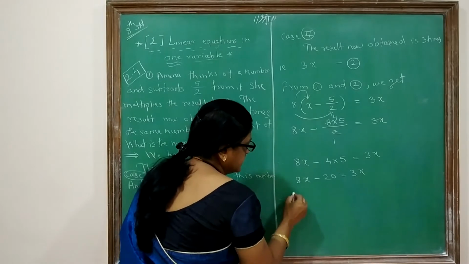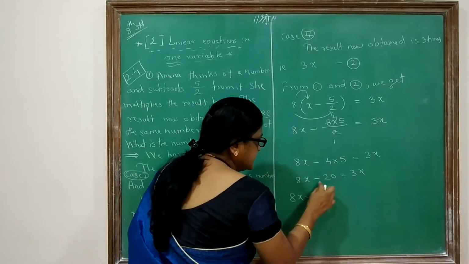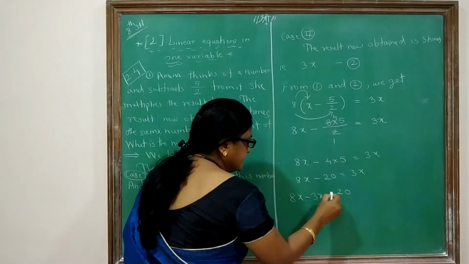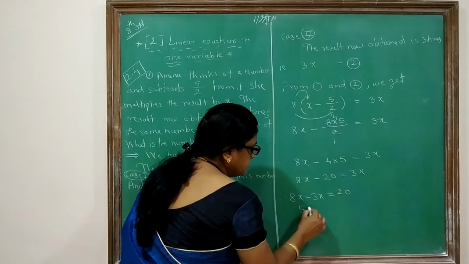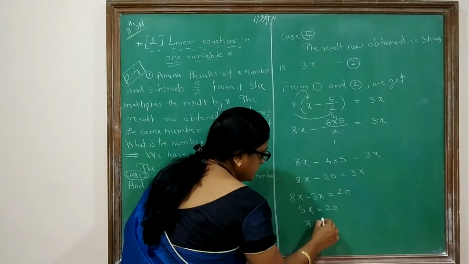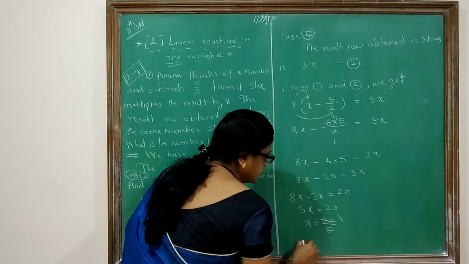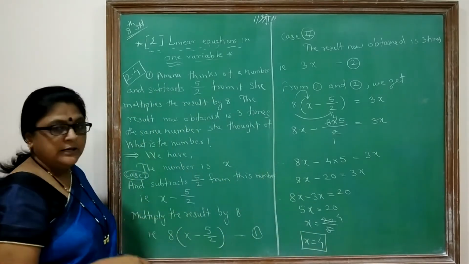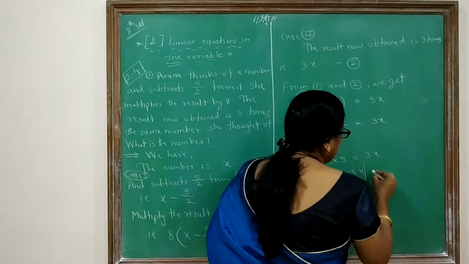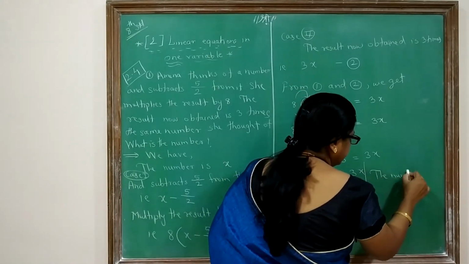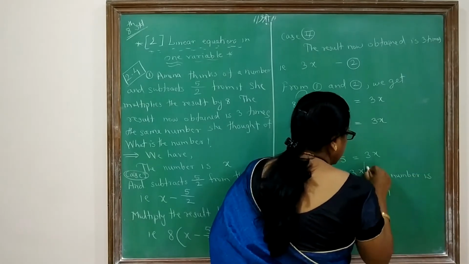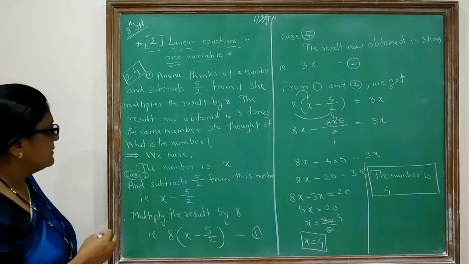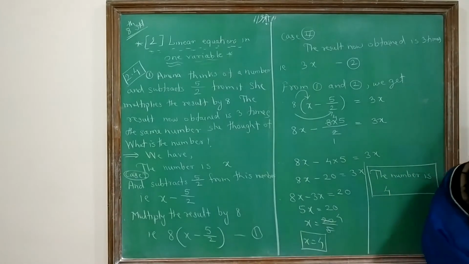And this 3x will be transferred to this side, that is minus 3x. And this minus 20 will be transferred to that side. Then you will write here plus 20. Here equal to sign is present. 8 minus 3 is 5x equal to 20. Then x equal to 20 divided by 5, that is 5 fours are 20. Then your x value is what? 4. Means the number is 4. And this is your answer. This is your first example. Then see the next example.